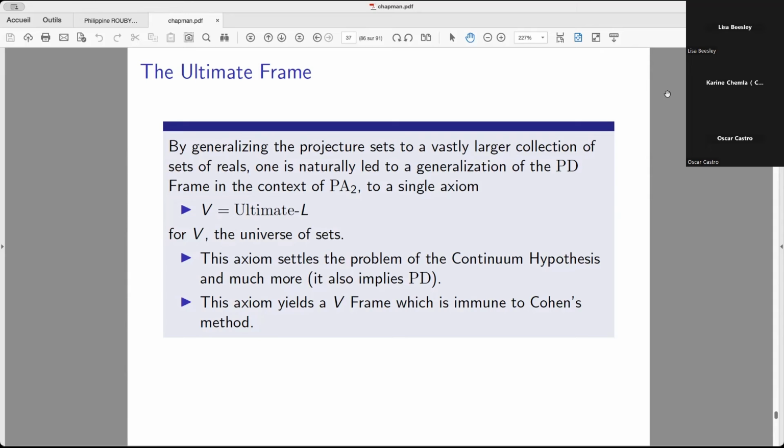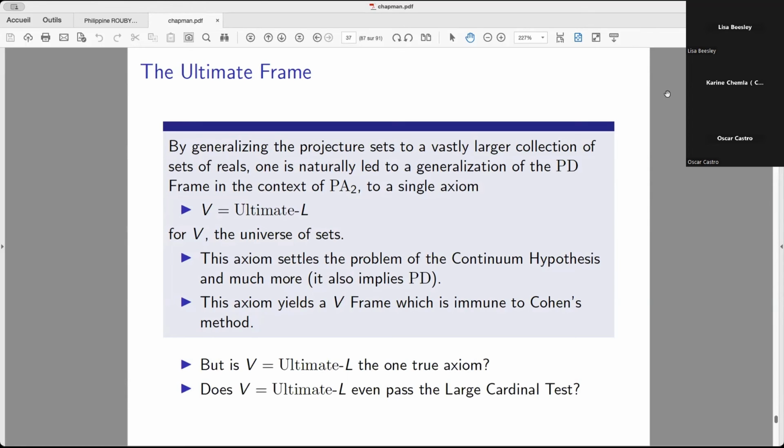V is ultimate L removes Cohen's method. You cannot use Cohen's method. So the only ambiguities about the universe of sets in the context of V is ultimate L is the height of the universe. What infinities exist? And that was a dream of Gödel.